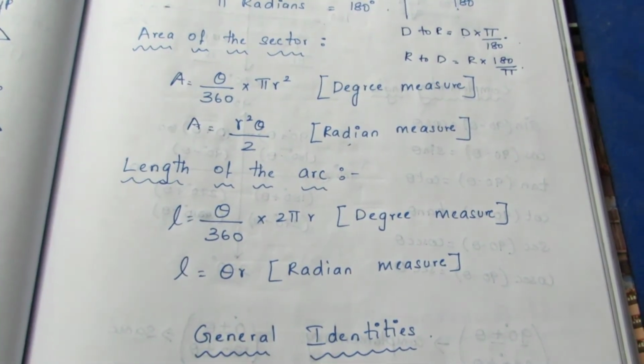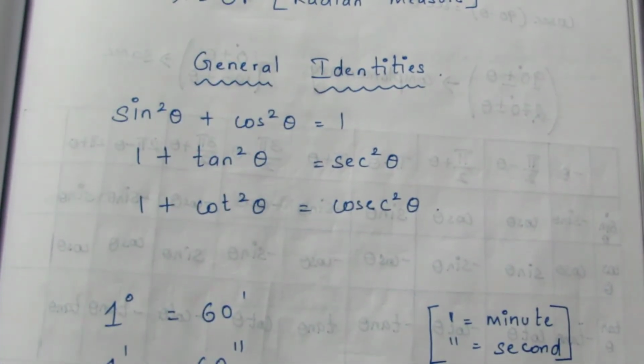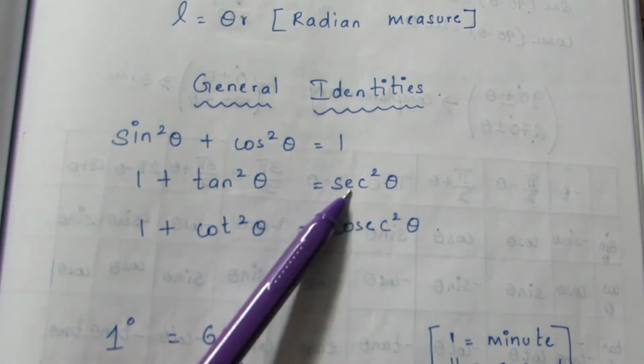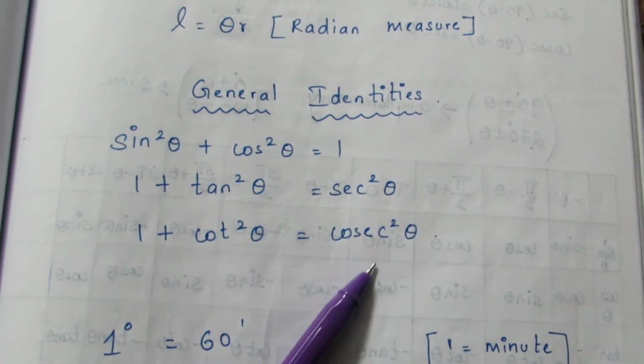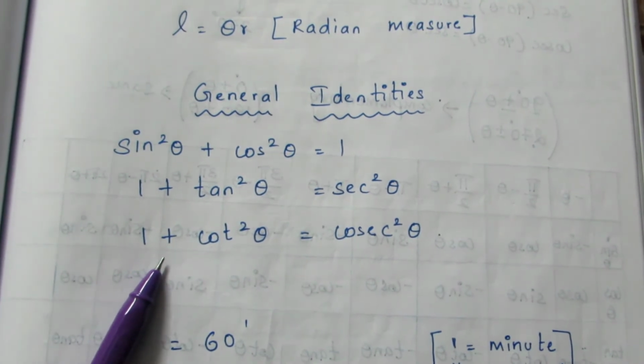Now the general identities you know. Last year we studied sin square theta plus cos square theta equal to 1, 1 plus tan square theta equal to secant square theta. Similarly, 1 plus cot square theta equal to cosecant square theta. These three formulas we have learned in lower classes.